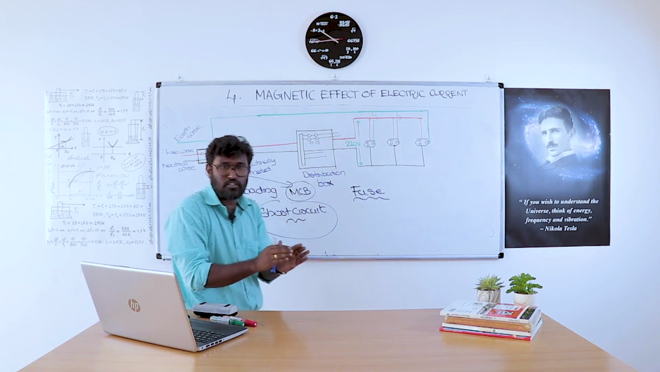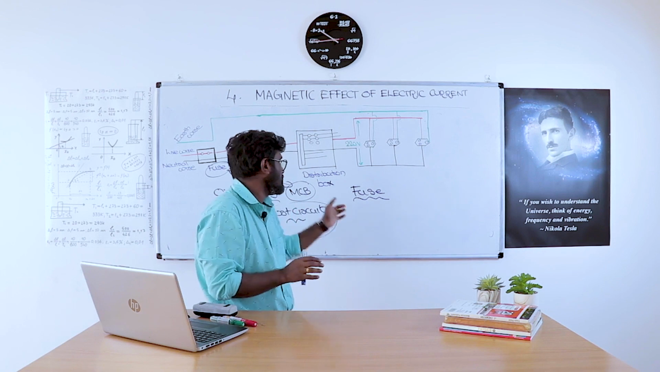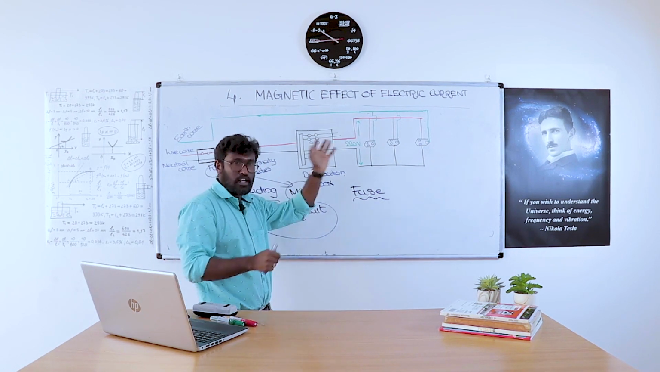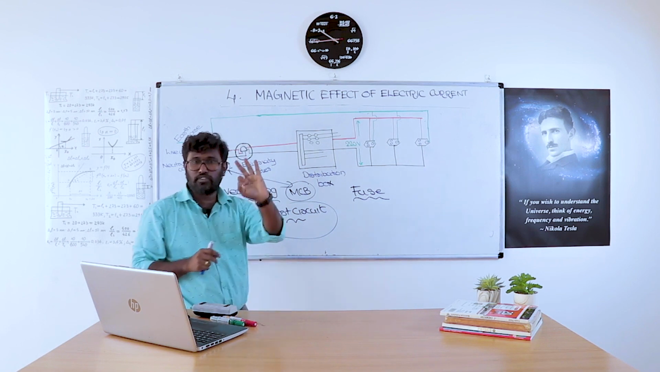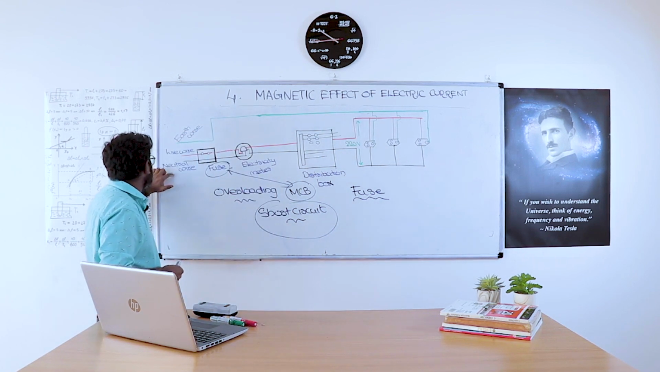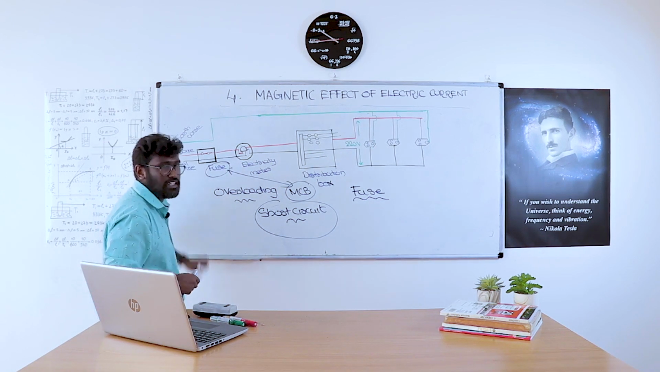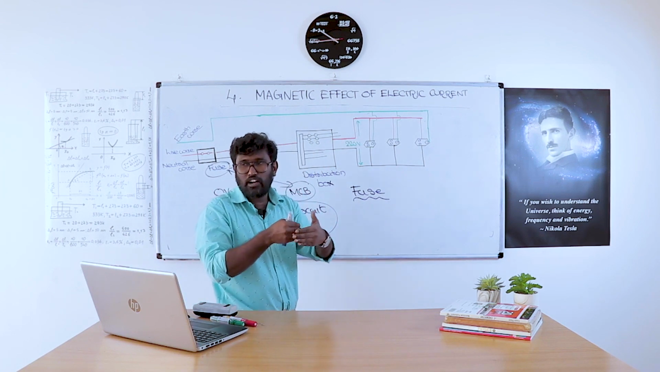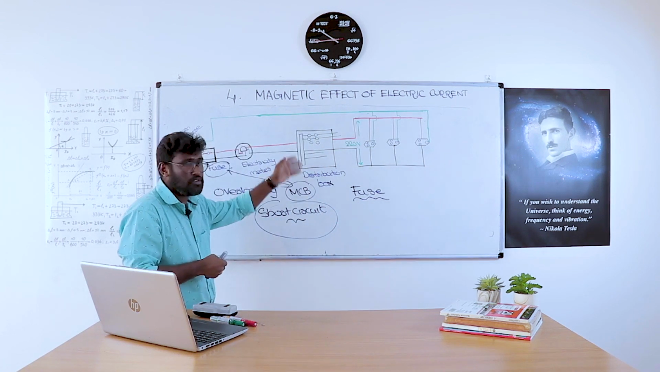Fuse works on the basis of heating effect of electric current, and MCB works on the basis of magnetic effect of electric current. That's all about the domestic circuit. It consists of 3 wires: live wire, neutral wire, and earth wire. Earth wire is green in color, live wire is red in color, and neutral wire is black in color. Whenever the live wire directly contacts the neutral wire, there is a chance of short circuiting.